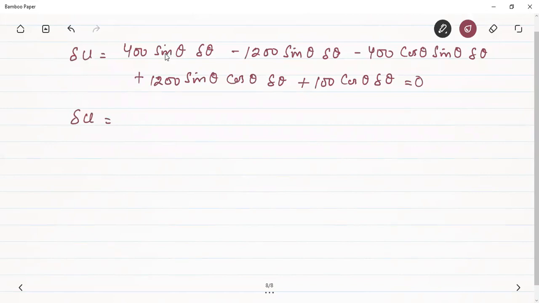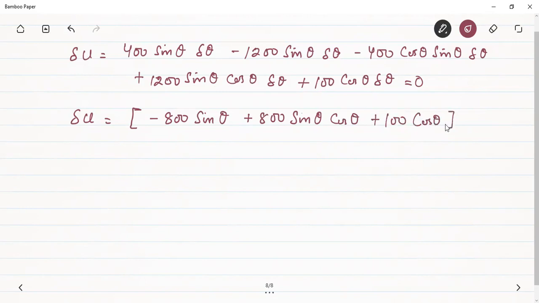So from here you can see the sine theta delta theta terms. We can take delta theta to be common: 400 sine theta, and looking at another sine theta term, minus 1200. Therefore, 400 minus 1200 will be equal to minus 800 sine theta. Here we have minus 400 cos theta sine theta and there is again sine theta cos theta, therefore minus 400 plus 1200 will be equal to plus 800 sine theta cos theta. And finally, we have 100 cos theta delta theta. Therefore, plus 100 cos theta, and delta theta will be common. So this will be equal to 0.